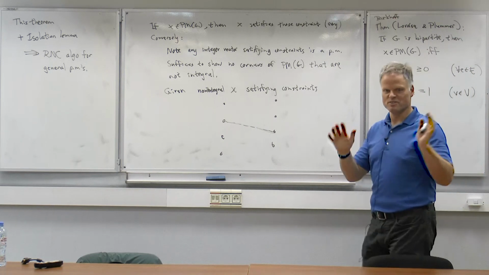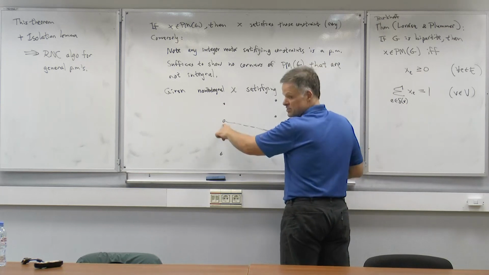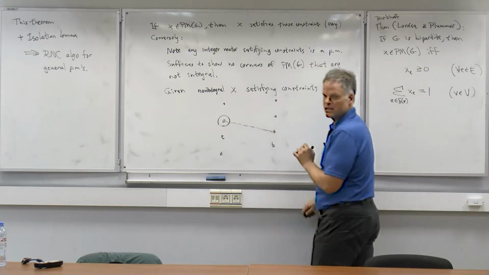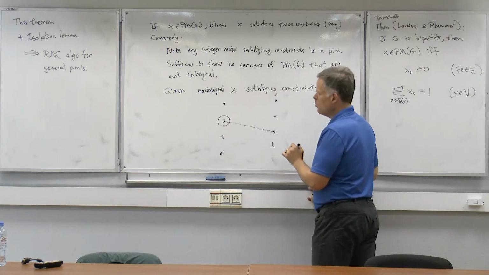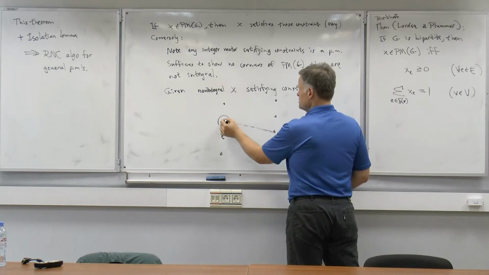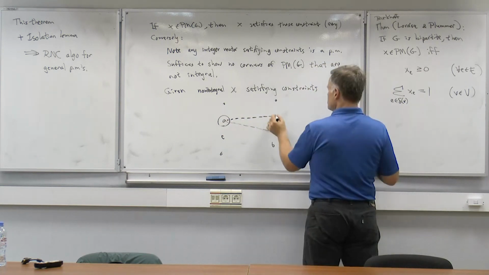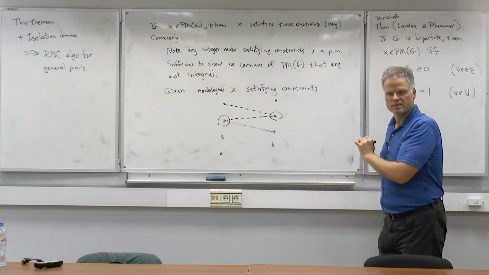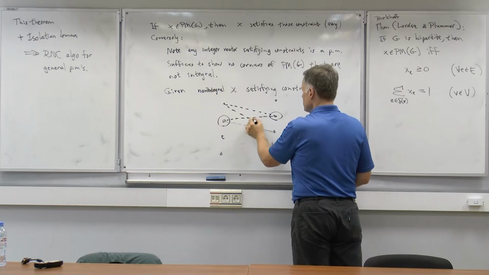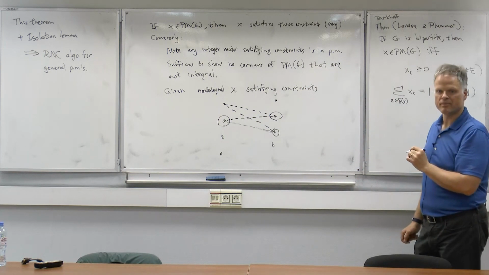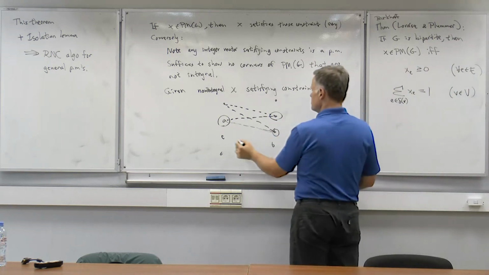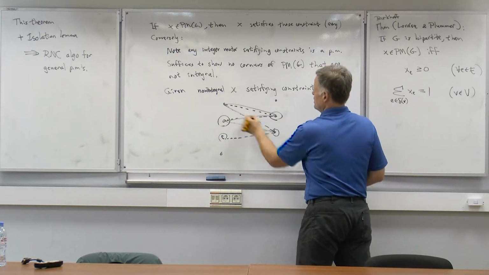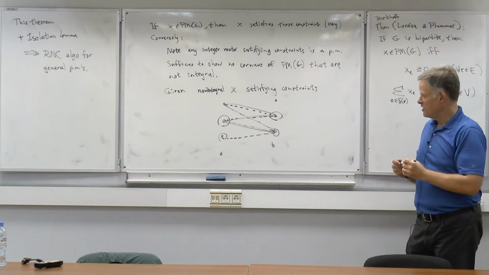So if this is non-integral, then because this constraint has to be tight at this vertex, there has to be at least one other edge coming out of here that's also non-integral. Suppose it's this one. The same constraint is tight right there, so there has to be another one. You go back and forth like this, and eventually you come back to some place, and at this point you have a cycle. In this case, it's a four cycle of non-integral values.